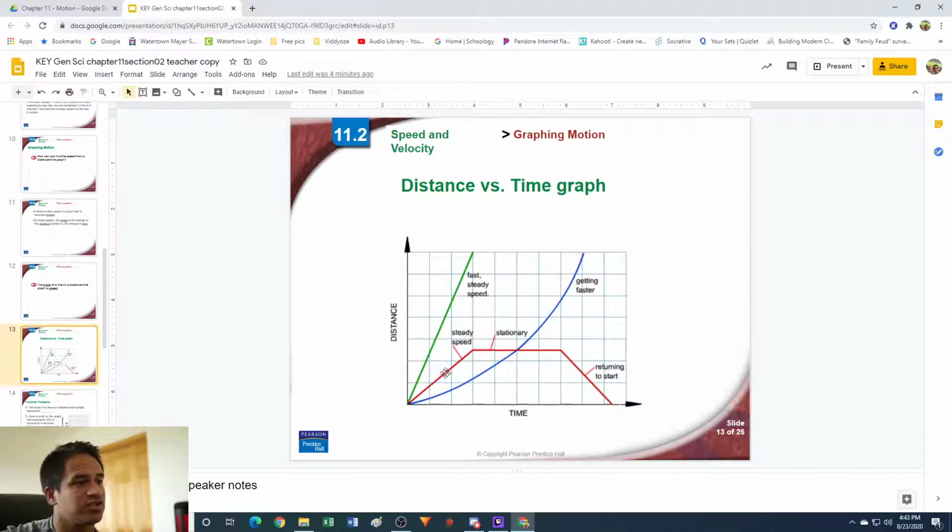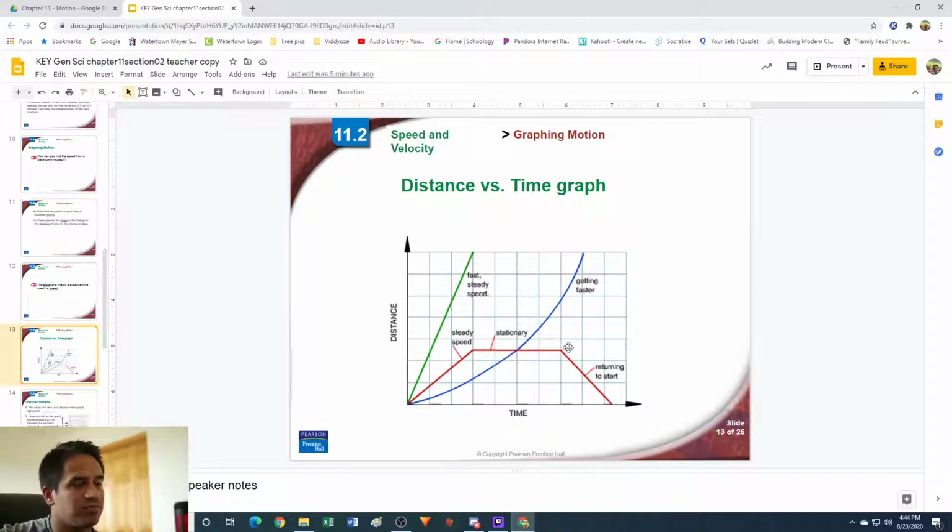And the red one here shows an object kind of changing up its speed. So the first part shows the object moving at a set speed, not super fast because the slope is less than the green one, but it's not accelerating. Then you hit this flat part, okay? This flat part shows that the object is not moving anymore. And we know that because we can see that the distance portion of it is not increasing or decreasing. So it's sitting at the same distance the whole time, but time is still going on. So it's just standing in place.